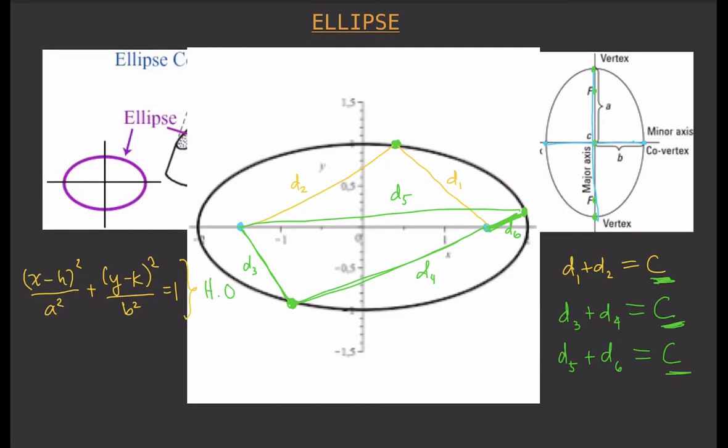Now we also have a vertically oriented ellipse. Its equation is (x minus h) squared over b squared plus (y minus k) squared over a squared equals 1. So this is for a vertically oriented ellipse.